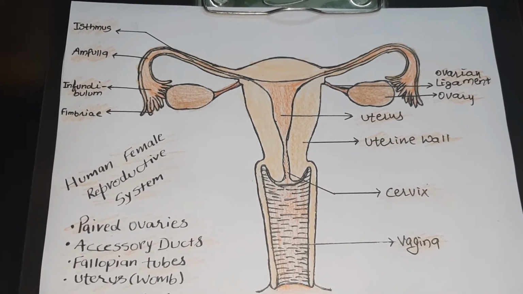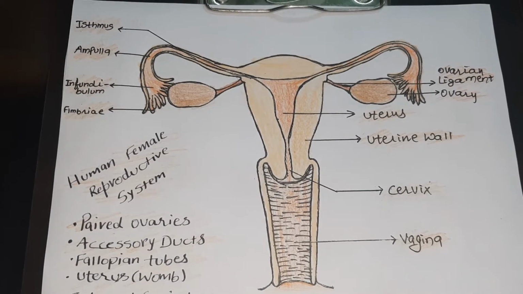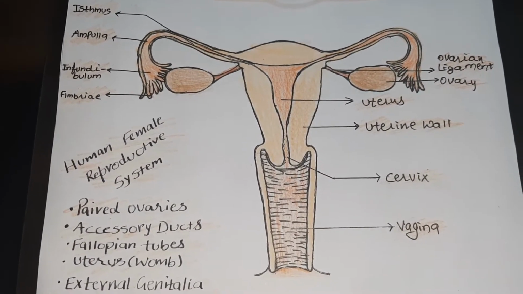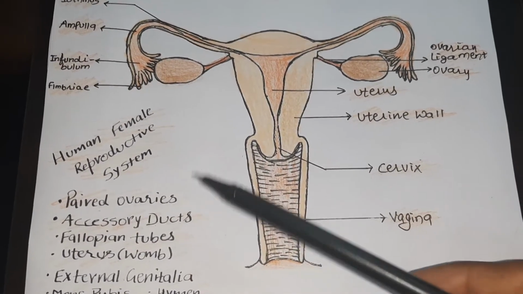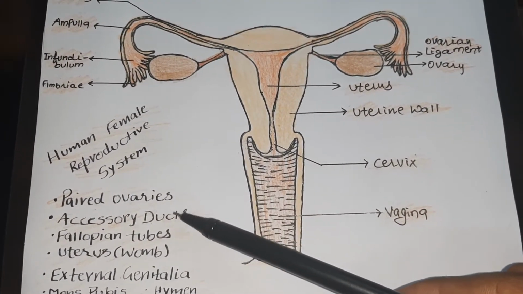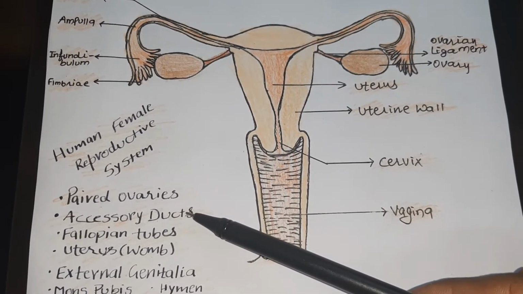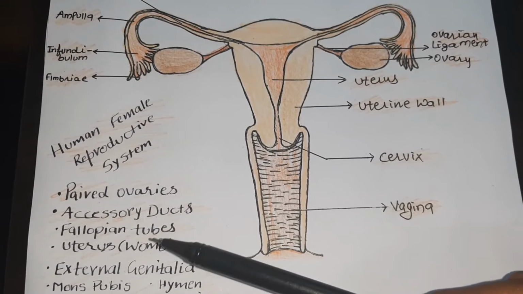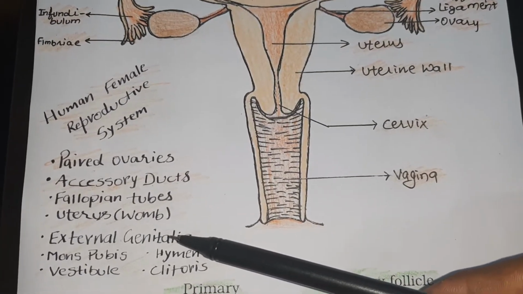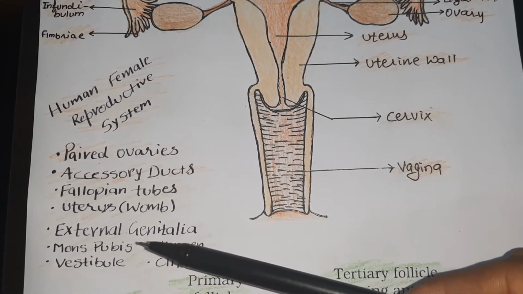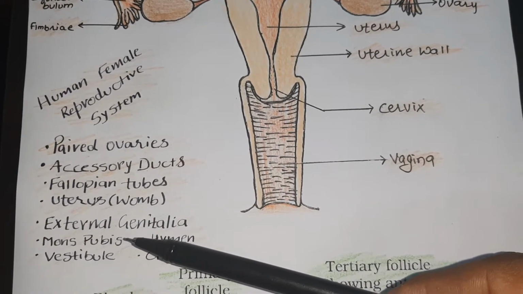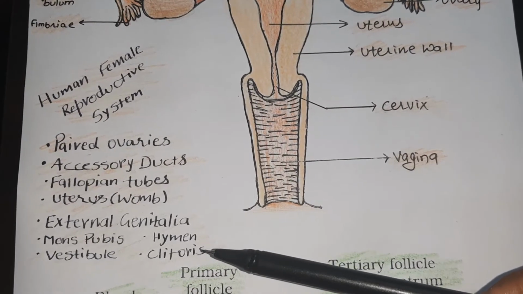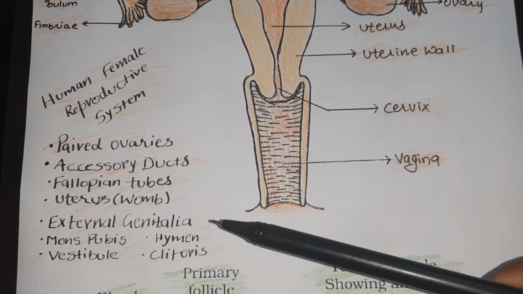Now today we will discuss about the female reproductive system. If we look at the female reproductive system, it consists of paired ovaries and accessory ducts. Accessory ducts include fallopian tubes and uterus. And there is an external genitalia. External genitalia has four parts: mons pubis, vestibule, hymen, and clitoris, which I will discuss later on.